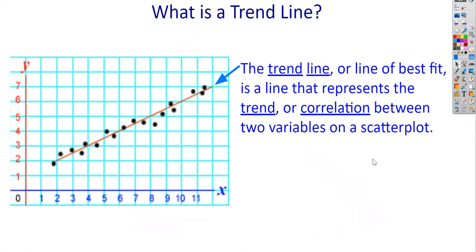What is a trend line? A trend line is a line of best fit, or a line that represents the trend of the data, or a correlation between two variables on the scatter plot. The correlation between the two variables is x and y, and you can see that this trend line right here doesn't really go through any of the coordinates directly, but what it does do is it splits the dots relatively evenly, so there's about the same amount of dots above the line as there are below the line.